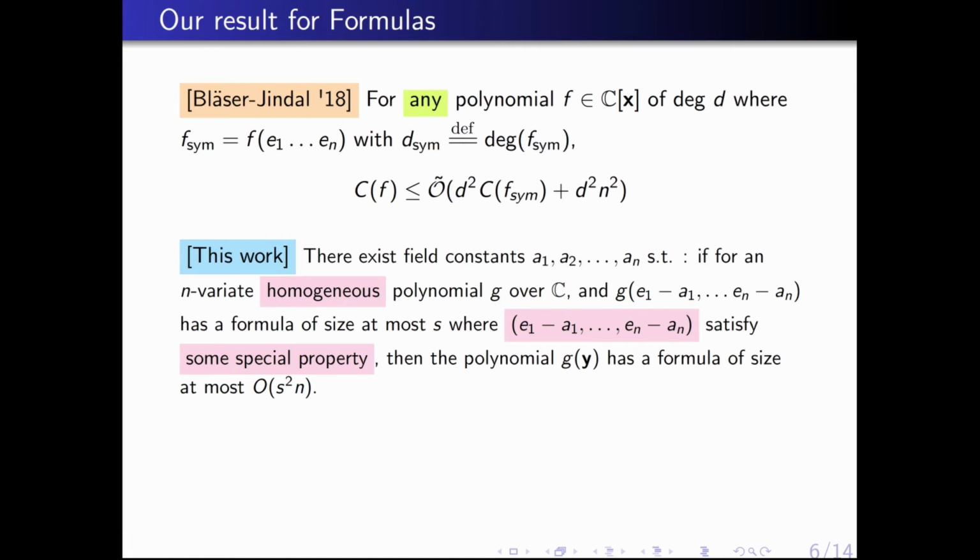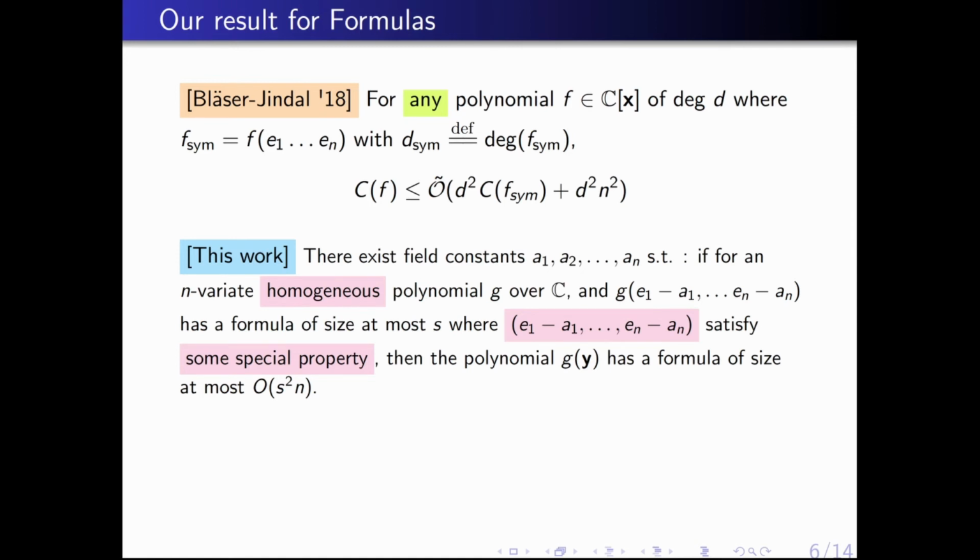In short, we can think of it like this: if the composed polynomial does have a small formula, then the underlying polynomial also does have a small formula with some restrictions, under some conditions. They must satisfy some conditions, then this is true.